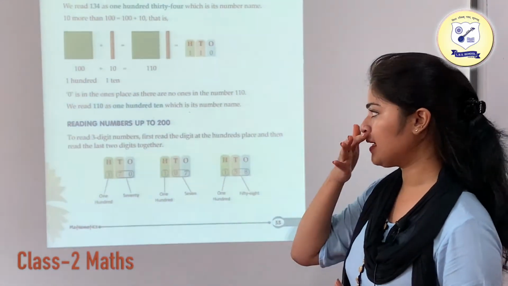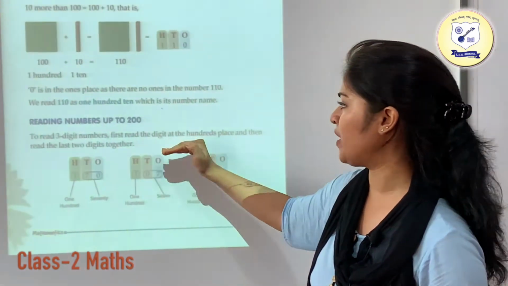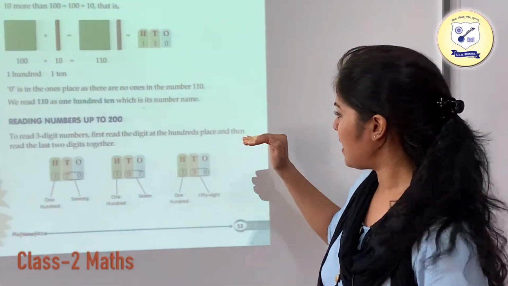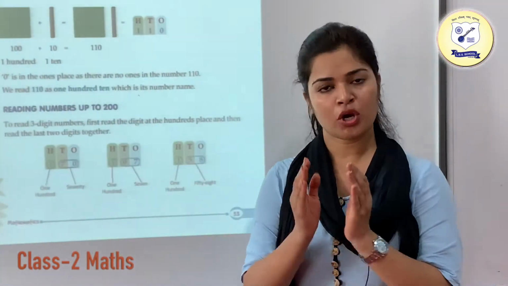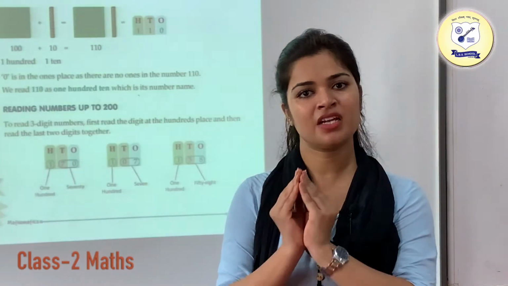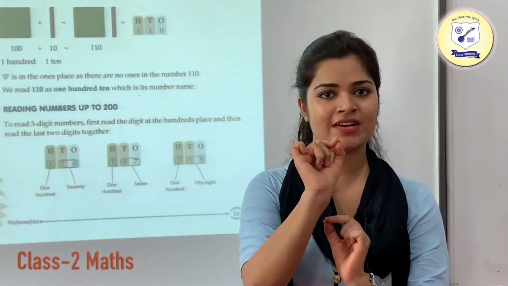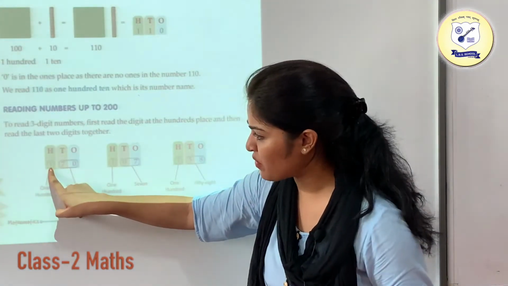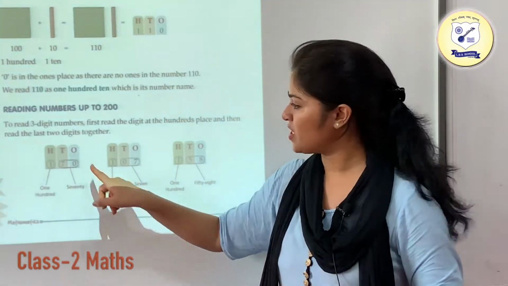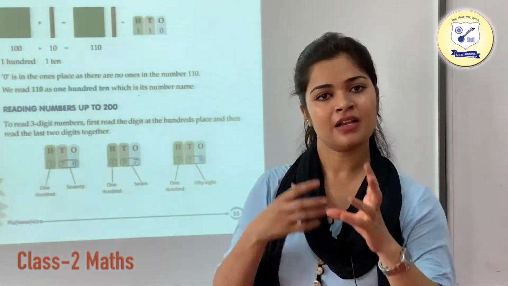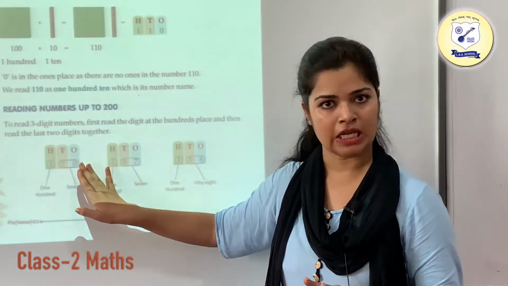Now we are going to read the numbers up to 200. To read the numbers of 3 digits, first read the digit at the 100 place and then read the last 2 digits together. If you need to read the 3-digit number, we are just going to read the first digit of hundreds place. Like here we have 1, so what we are going to say is 100. After that just read the last 2 digits at a time, or combined. So what you are going to read is 170.